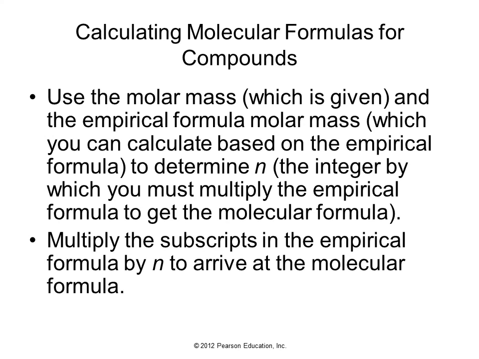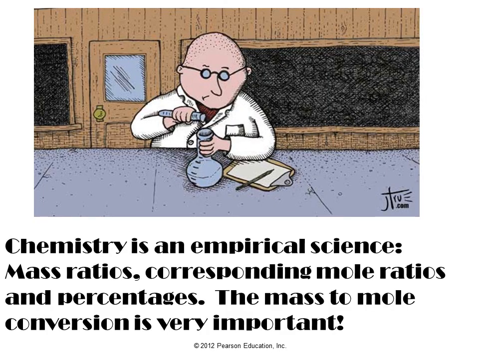In general, calculate molecular formulas for compounds by finding the molar mass of the empirical formula and then dividing the known molar mass by it to get n. Multiply the subscripts in the empirical formula by n to arrive at the molecular formula. So chemistry is an empirical science. Mass ratios, corresponding mole ratios, and percentages. The mass to mole conversion using the periodic table is very important.